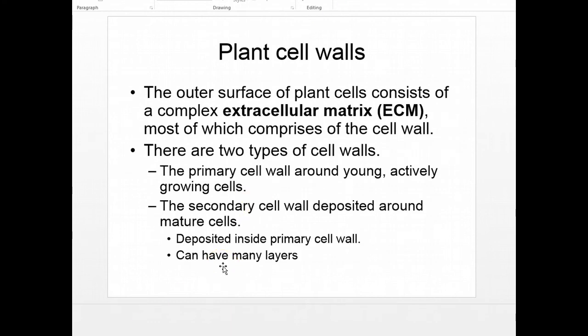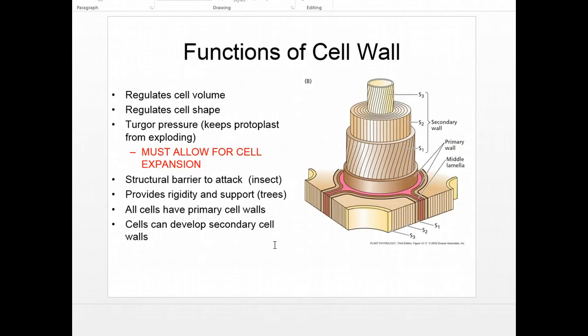Then we have this extracellular matrix material, which is actually most of the cell wall. And it can be several different kinds of compounds, which we'll talk about in a bit. Everything is deposited inside the primary cell wall. So the secondary cell wall material is always inside the primary cell wall.